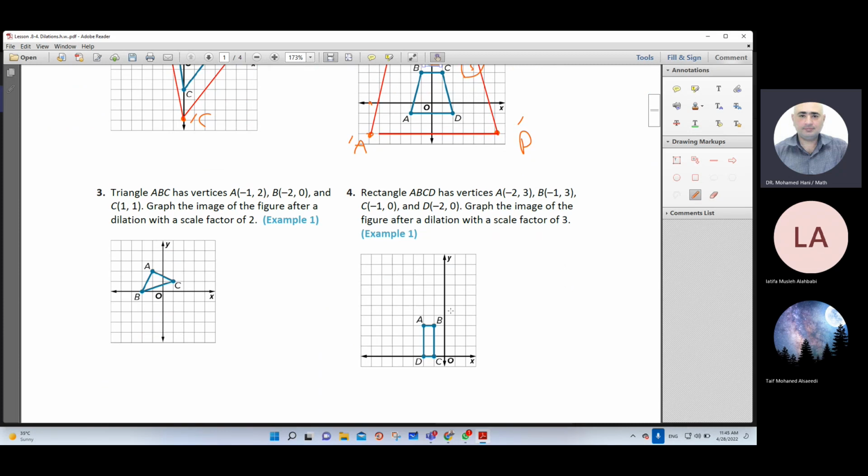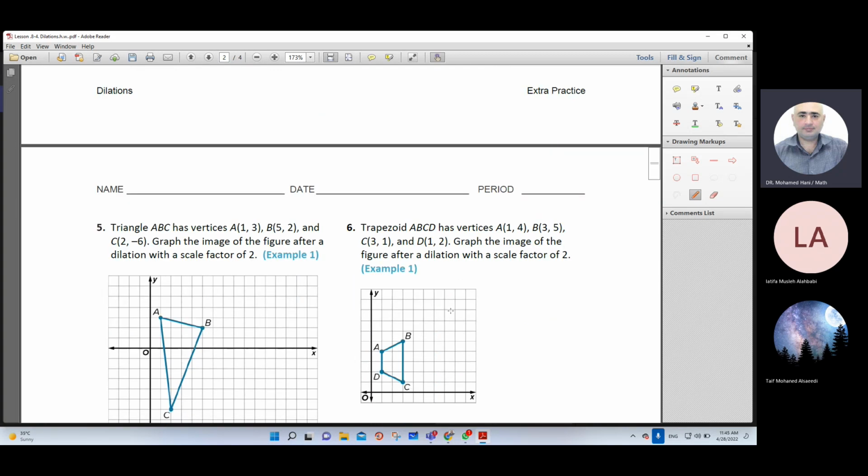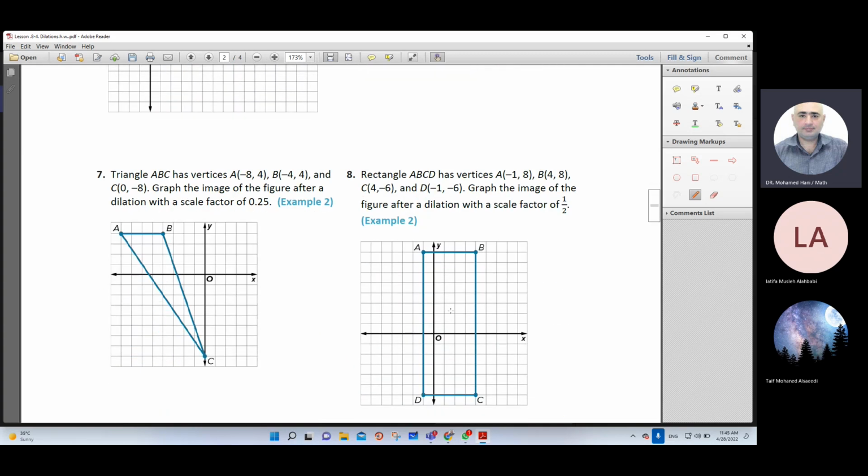And then number 3, number 4, the same idea. Number 5, number 6, the same idea.